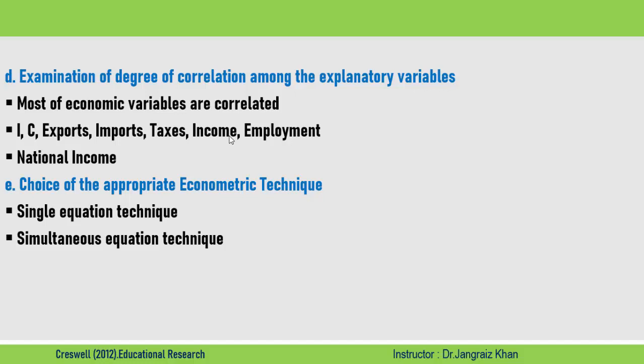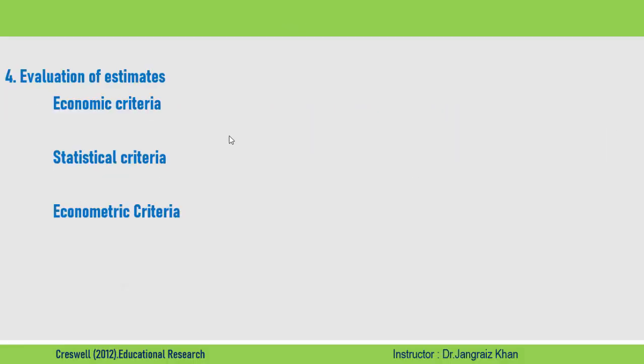Choice of appropriate econometric technique also depends on the nature of the theory, whether you are using the single equation technique or the simultaneous equation technique. If there is mutual dependence of the variables, then it is better to use the simultaneous equation technique, and if there is a one-way relationship, then we can use the single equation technique.